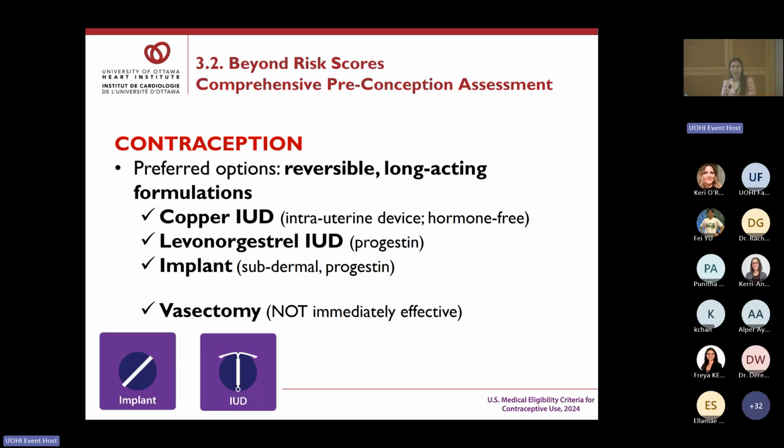Just a word of caution with vasectomy, because if someone is not contemplating pregnancy but has a high-risk cardiac lesion, they might be interested in that. This is not something that takes effect immediately. It takes weeks. So we need a reliable contraceptive during that period.